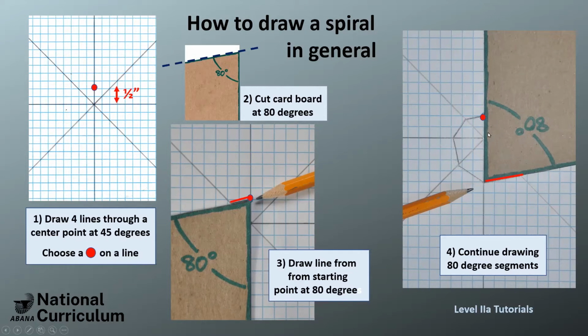And then I go from here 80 degrees to here, and from here 80 degrees to here, and from here to here, and here back, and I go all the way around until I reach the edge of my piece of paper. So I get a spiral.